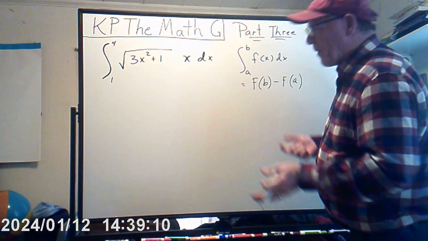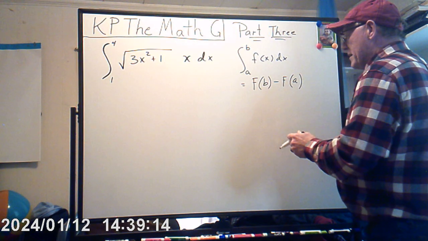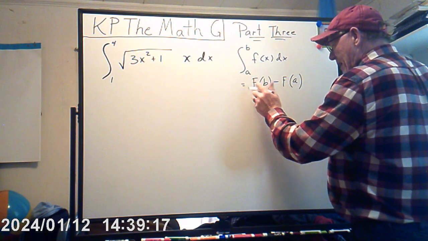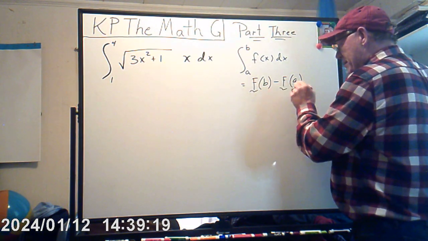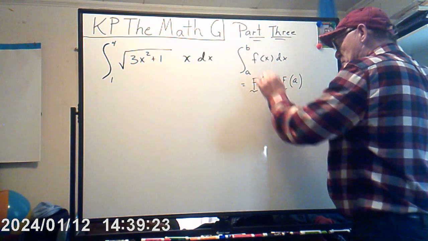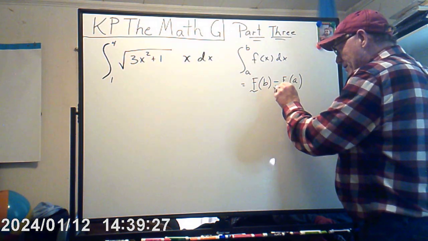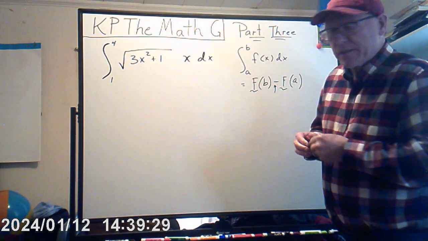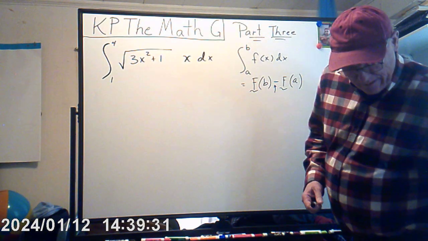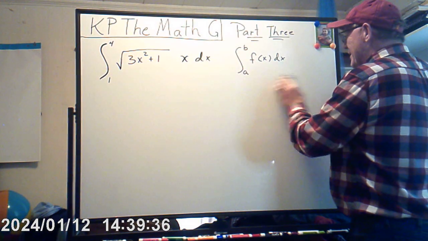Whether you want to call that the first one or the second one does not really matter. Just understand this is the antiderivative here. Then you're substituting the numbers inside there in that order, always with a minus sign in the middle. Okay, so that is all I wanted to say about that.